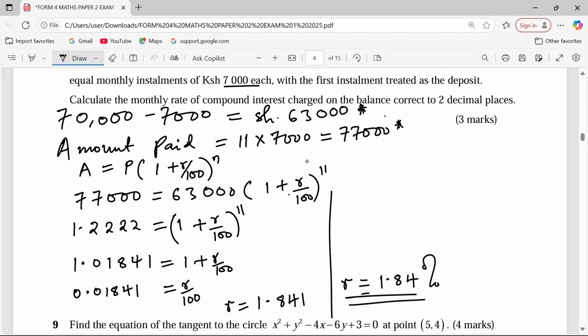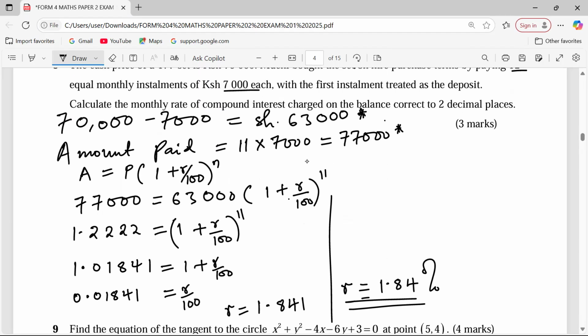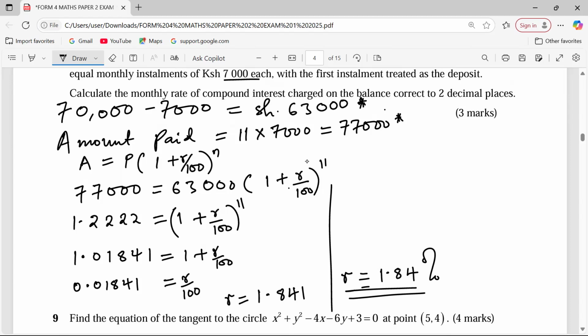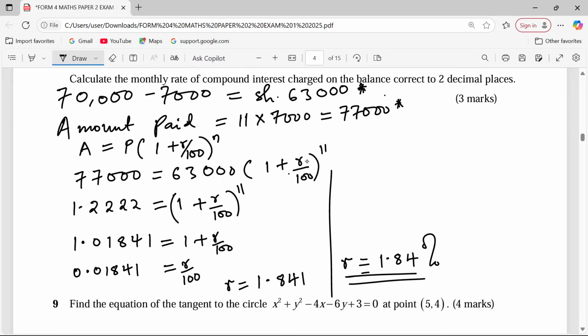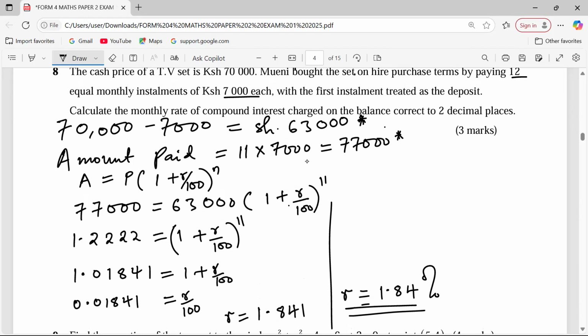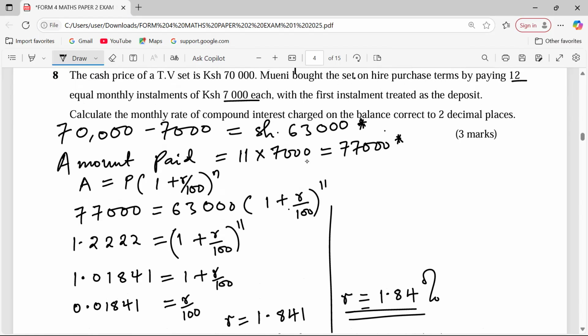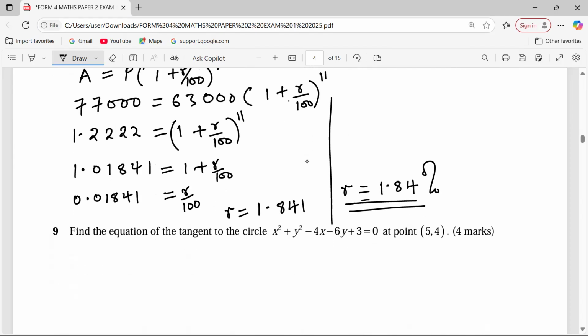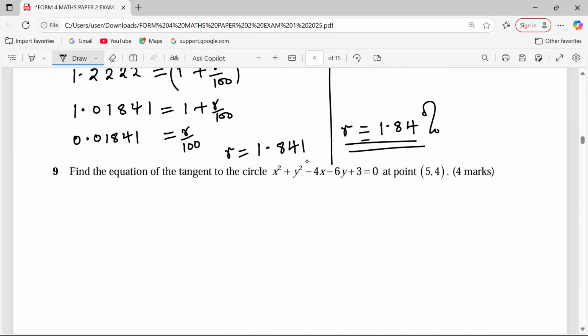It's a very interesting question, but learners are supposed to understand that the balance after deposit is made is usually treated as the principal. Then the total installments that the customer will end up paying will be treated as the amount. Then from there, the rate of interest can be computed.